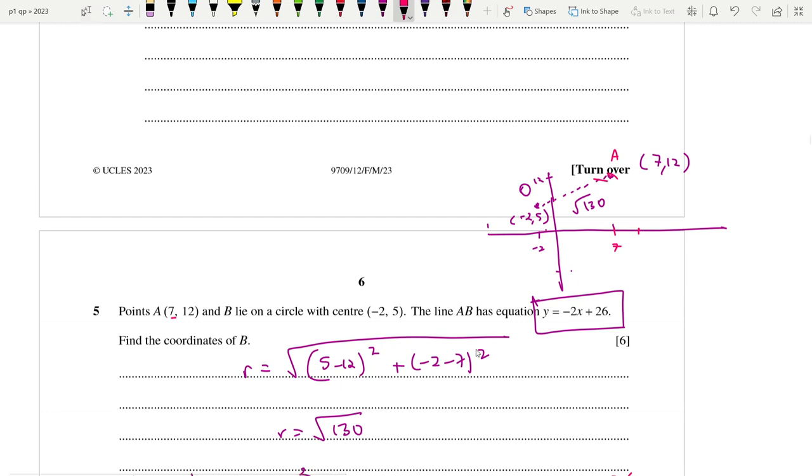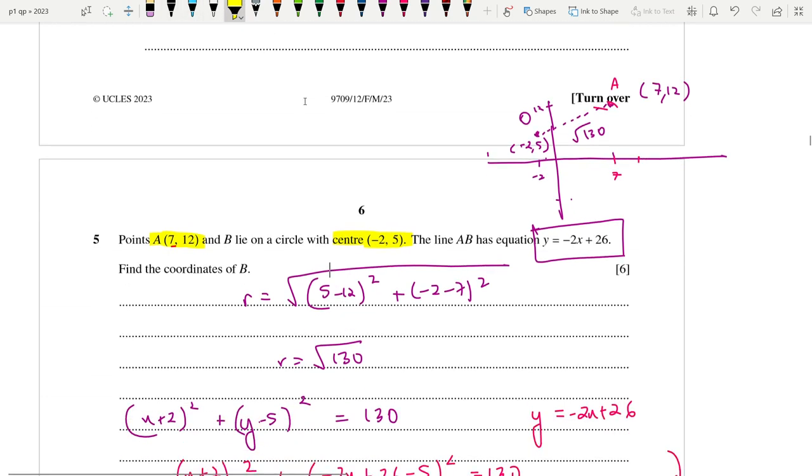So using these 2 points over here, A and the center, we can actually find out the radius of the circle, which is the square root of (5 minus 12) whole square plus (-2 minus 7) whole square. We get root over 130. That's our first step, okay?